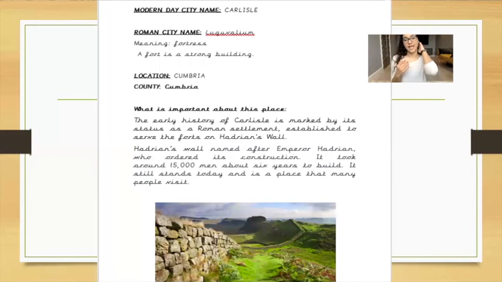Another modern day city name, Carlisle. Roman city name, Lugavalium. The meaning is fortress, and a fort is a strong building, just if you're wondering. The location is in Cumbria, and the county is also Cumbria.